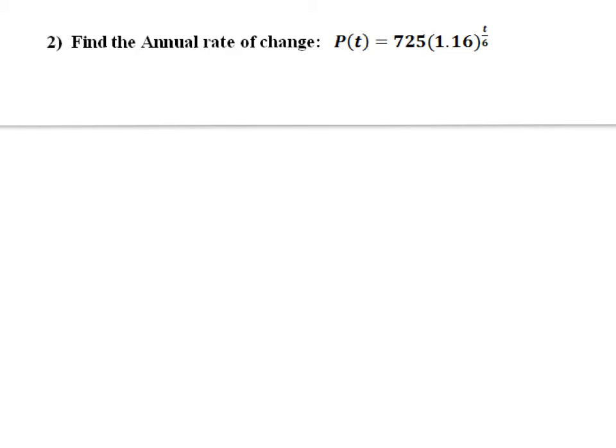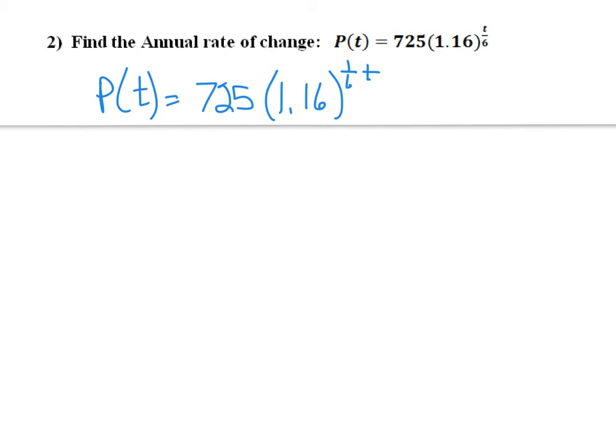Let's try another example of finding annual rate of change. So my equation P of t is equal to the original population, 725. For this one, I see that t in my exponent is being divided by 6. So I can rewrite that as 1.16 to the 1/6 t. It's exactly the same thing as t over 6. What does that allow me to do? I can move that divided by 6, or the 1/6, in as an exponent on the 1.16. There's a lot of 6's in this problem.